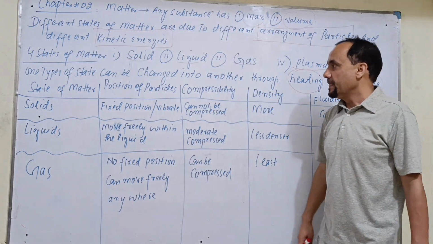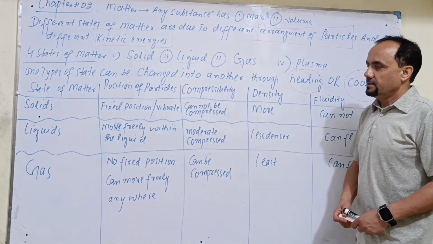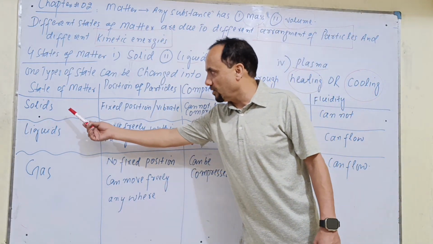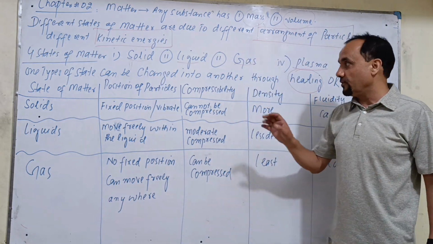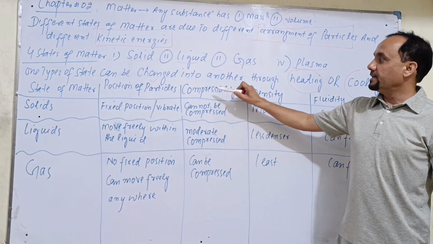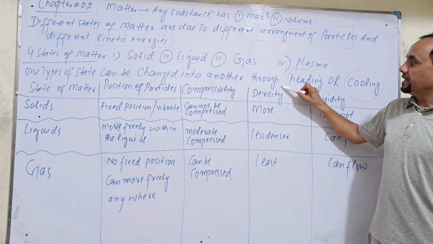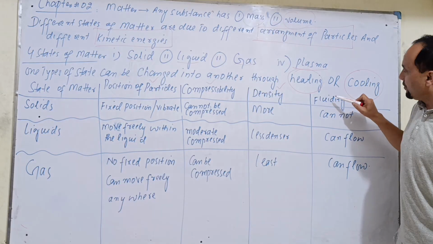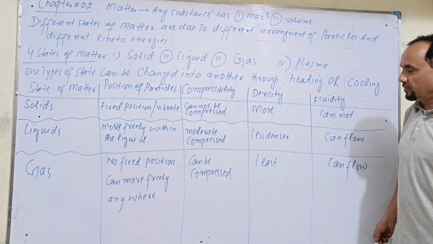Very simple. Now we are discussing some properties of each state of matter. We will discuss the three main topics, solid, liquid and gases, and we are discussing their four properties. One is position of the particles, other is their compressibility, the third one is about their densities, and the fourth one is about their fluidity. They can flow or they can't flow.